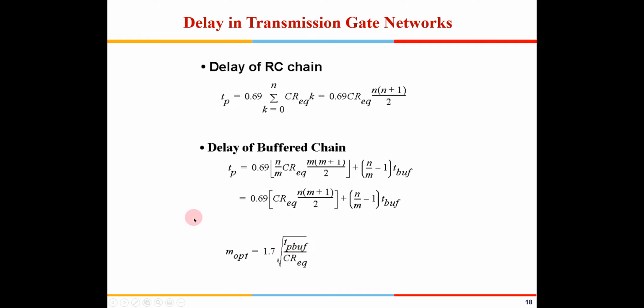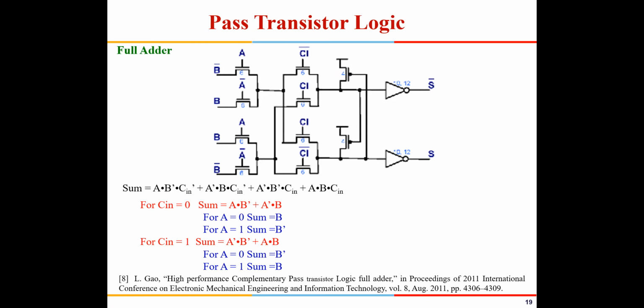Sir, in the transmission gates also, output at VDD is not possible. No. If you are using a transmission gate, the output will be VDD. If you are using a transmission gate, output will be VDD. Okay, that is for extra. You have an extra transistor there.